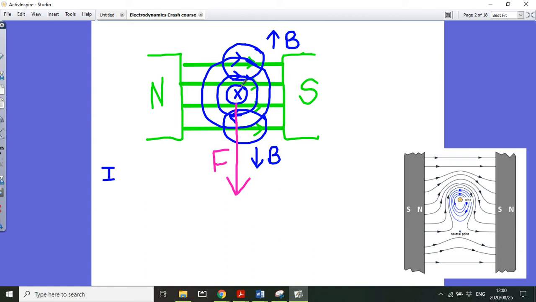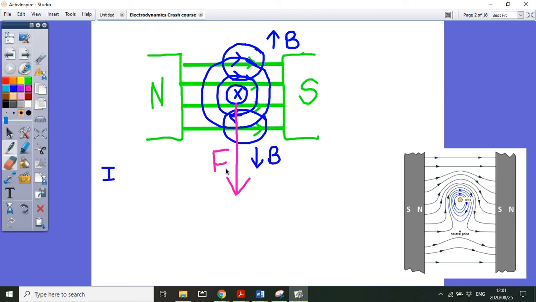As soon as I switch on the current, and hopefully some of you have seen the kicking wire, the wire will experience a downward force and you can see it moving. Now this is super important, and before I move on to how this is used in a motor, I just want you to do a quick question that they sometimes ask in papers.